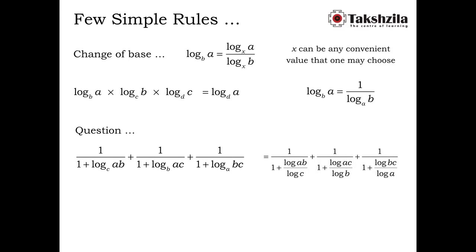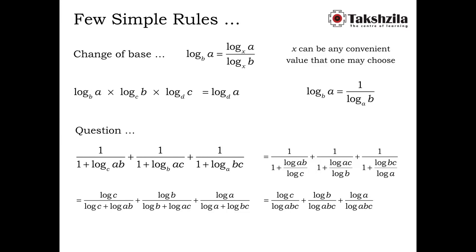Now, the denominators are fractions. So, taking the LCM of the denominators, that LCM itself will come in the numerator of the expression. I will be left with log of c divided by log of c plus log of ab, and two similar cyclical terms. The denominator here is a sum of logs, which I could write as a log of products. So, the denominator in all the three cases is going to become log of abc. Since the denominators of the fractions are the same, the numerator is simply log c plus log b plus log a, which is a sum of logs, which can be written as log of products. So, I will be left with log of abc divided by log of abc, which is 1.